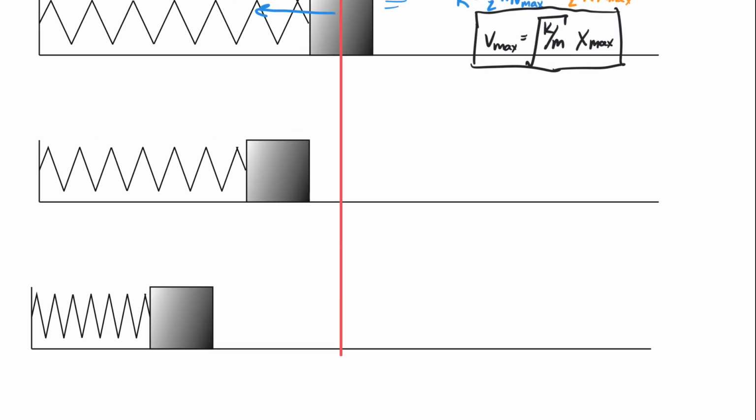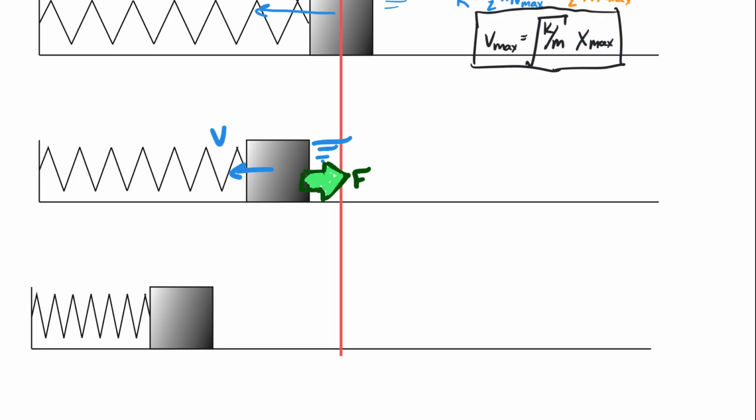All right, our object passes over to the other side. It's still moving that way, which means it still has a velocity this way. But now the force has changed direction. The force is now in this direction. Now that means it's slowing down. The force is in the opposite direction.